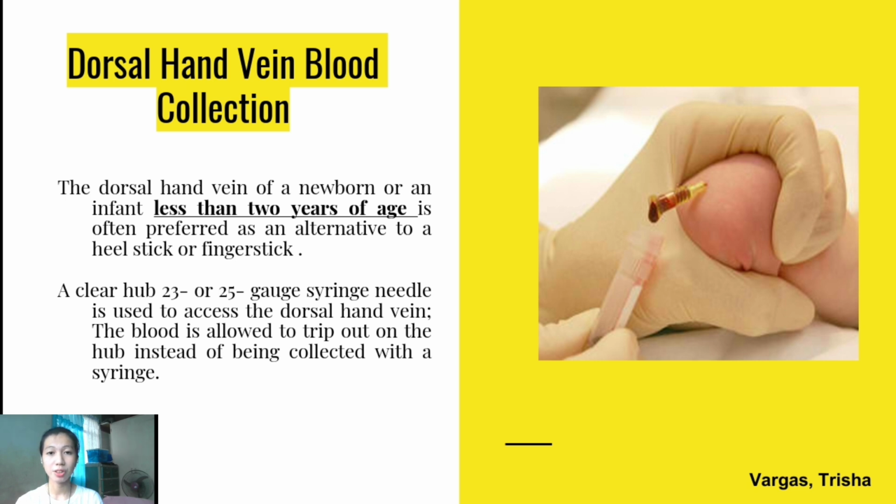The materials needed for the procedure are a 23 or 25 gauge clear hub syringe needle, sterile gauze squares or cotton balls, alcohol pads with 70% isopropyl alcohol, gloves, micro collection containers, and a biohazard sharps container.